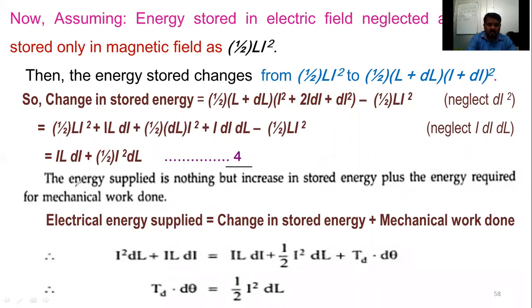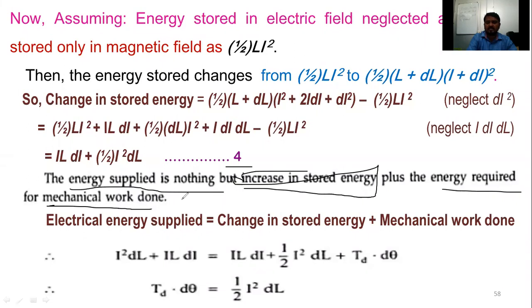Now 5 means the energy supplied: the total energy supplied is nothing but the increase in stored energy, that is, the change in stored energy, plus the energy required for the mechanical work done. Now, how much energy is required for the mechanical work done? Total energy supplied is the change in stored energy plus mechanical work done. So the change in electrical energy supplied is nothing but which equation we have to write?